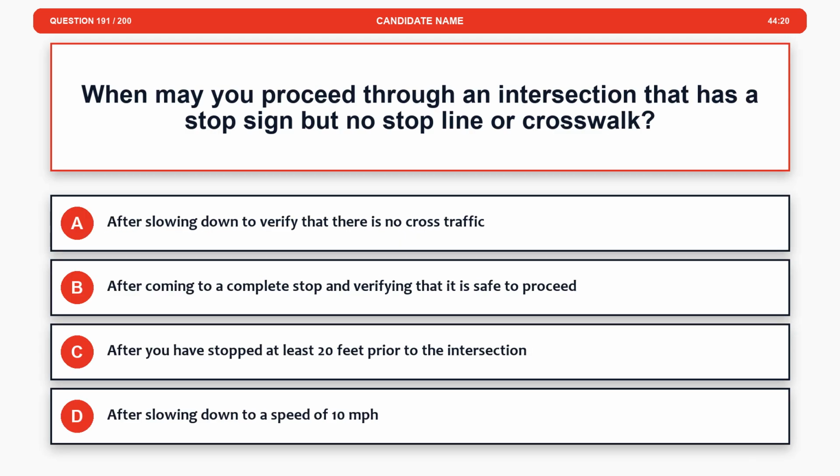Question 191. When may you proceed through an intersection that has a stop sign but no stop line or crosswalk? Option A. After slowing down to verify that there is no cross traffic. Option B. After coming to a complete stop and verifying that it is safe to proceed. Option C. After you have stopped at least 20 feet prior to the intersection. Option D. After slowing down to a speed of 10 miles per hour.